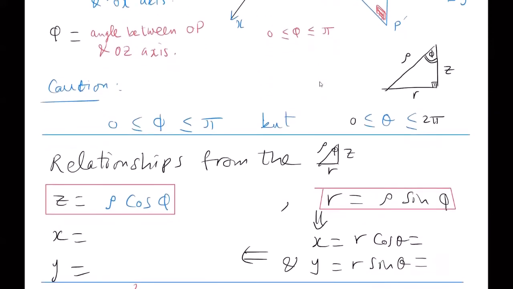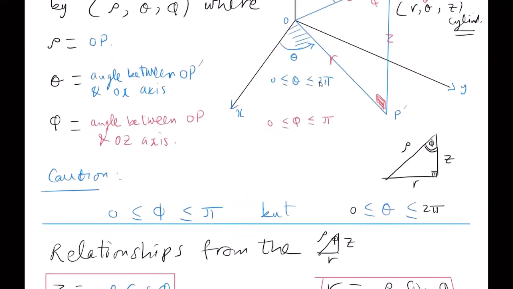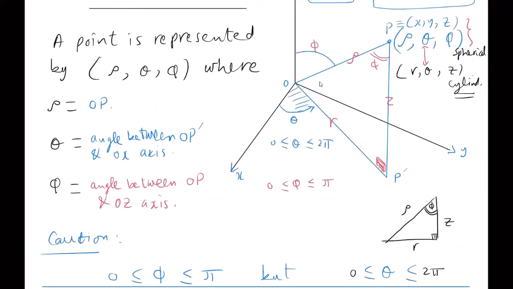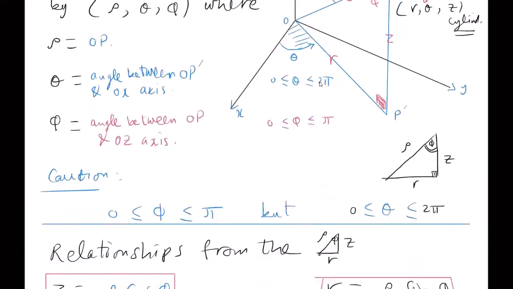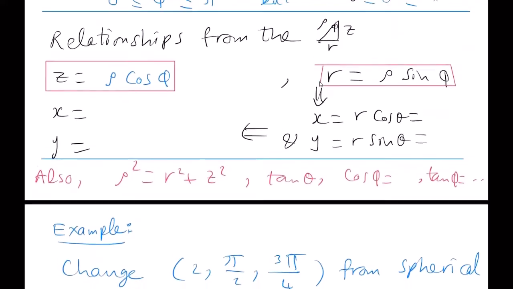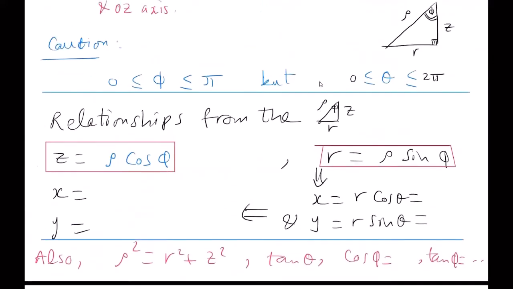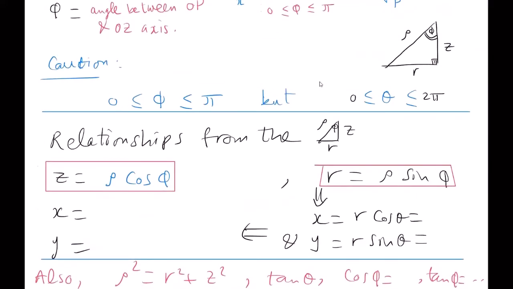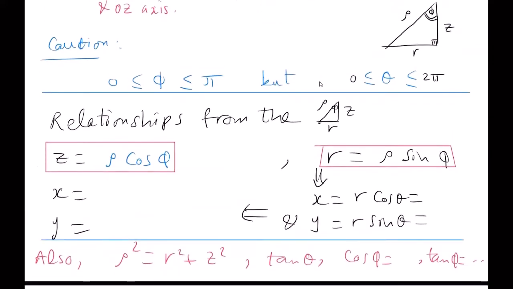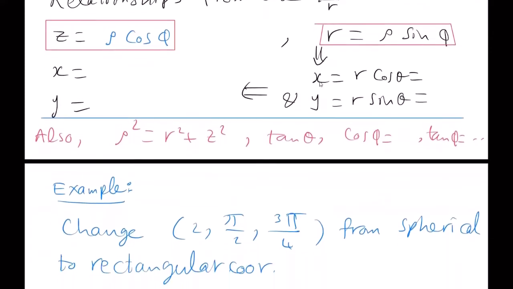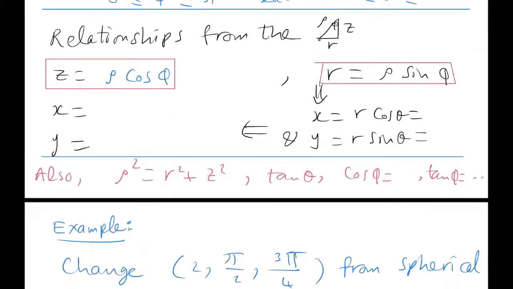So the first relation is Z equals rho cosine phi. The second relation is R equals rho sine phi. What is rho again? Rho is the distance from the point P to the origin. The rest is easy. We have these two new relations between R and Z and rho and phi, the new angle made with the Z axis.